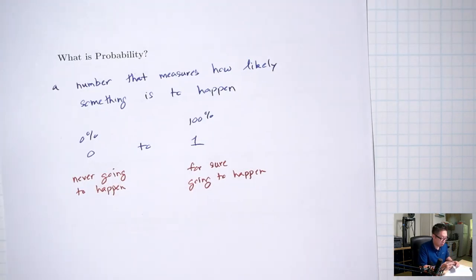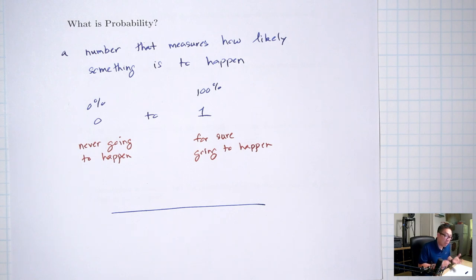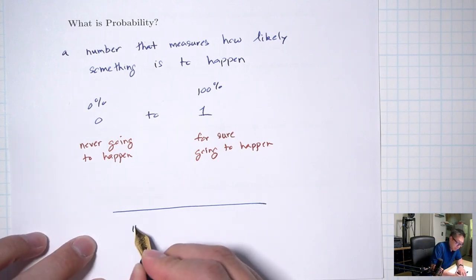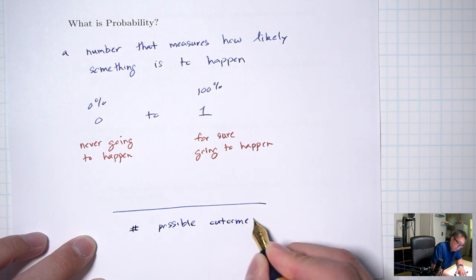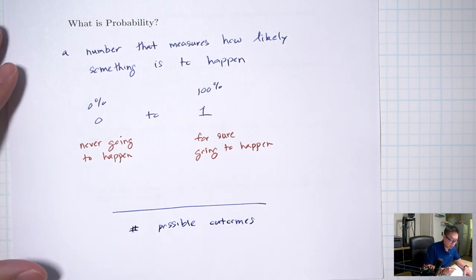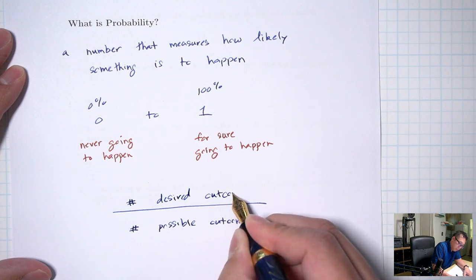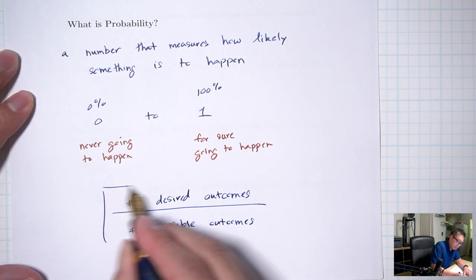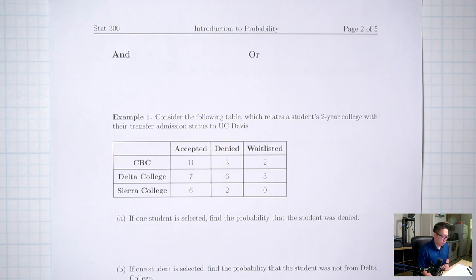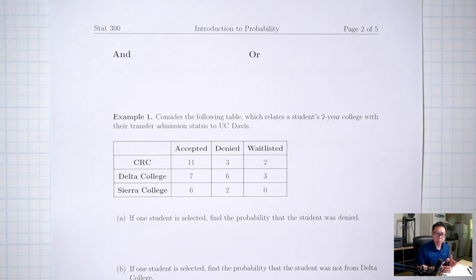How do we actually compute probabilities? For us, probabilities are going to be fractions. On the bottom, you're going to count all of the possible outcomes in a particular situation. And then on top, you're going to count the number of desired outcomes. And this is going to make more sense once we talk about some examples. Okay, what I want you to pay attention to today are the words "and" and the word "or". I'll give you more details once we encounter these words in a problem.